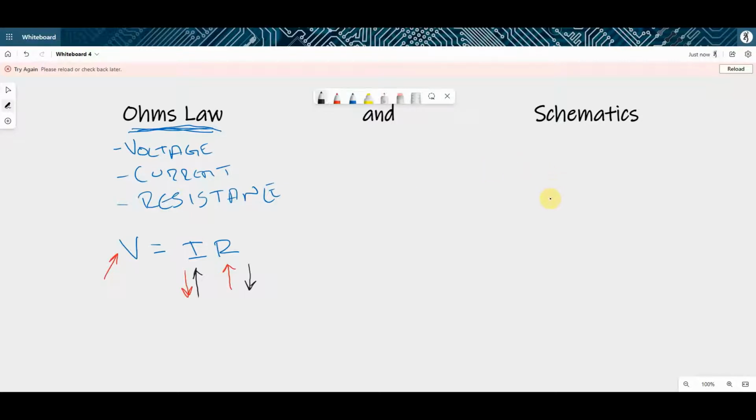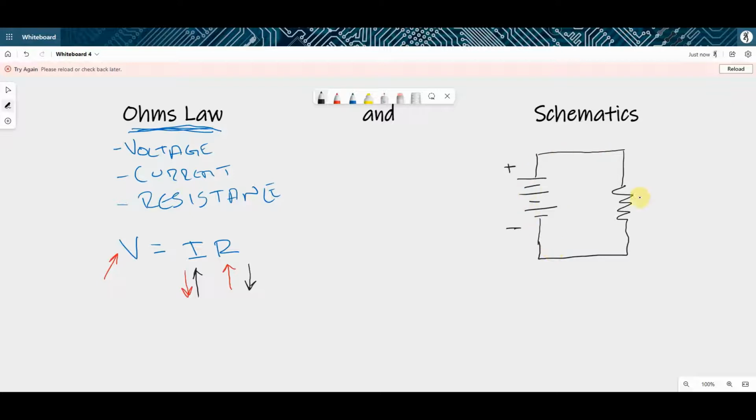Well, let's jump over to schematics. I'm going to introduce a couple symbols here that I haven't done so far. We've talked about batteries. We've talked about resistors. So the symbol for a battery looks something like this. Depending on cells and whatever else it could have, it's alternating lines. That's our battery. One side is plus, one side is negative. And then our symbol for a resistor is just that squiggly line.